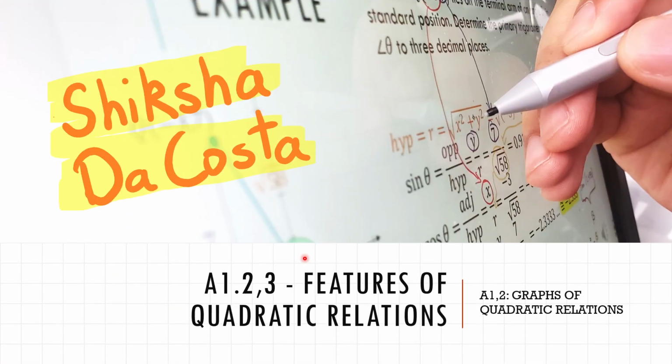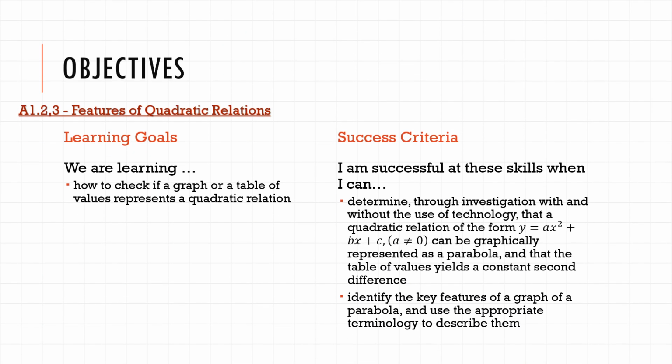Today we're going to look at the different features of quadratic relations. In this lesson, you're going to learn to check if a graph or a table of values actually represents a quadratic relation or something else. And you're going to be able to talk about all of the key features of that relation.